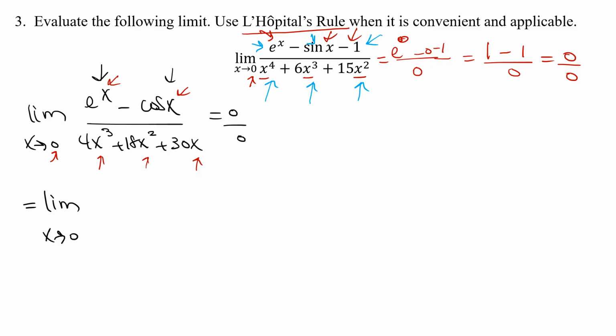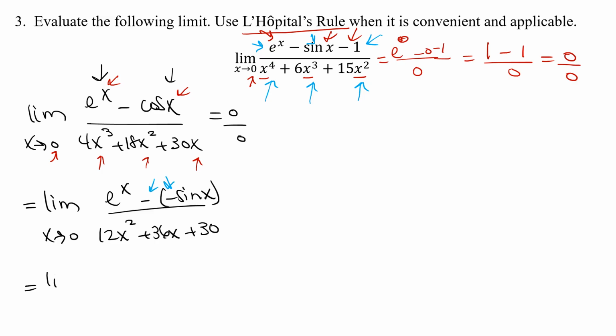So what is the derivative of e to the x? It's e to the x. What is the derivative of cosine? This negative sign. And then in the bottom, take the derivative of each of those terms. 12x squared plus 36x plus 30, okay? All right, since we have a minus here, if you want, you can go ahead and just rewrite a plus in the numerator, so e to the x plus sine x over 12x squared plus 36x plus 30.